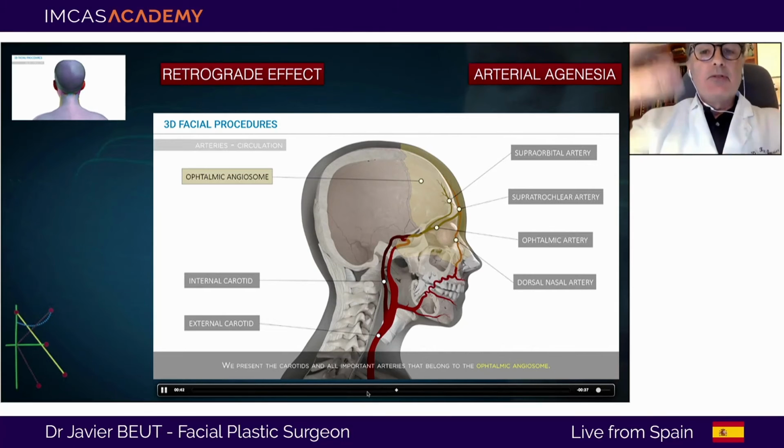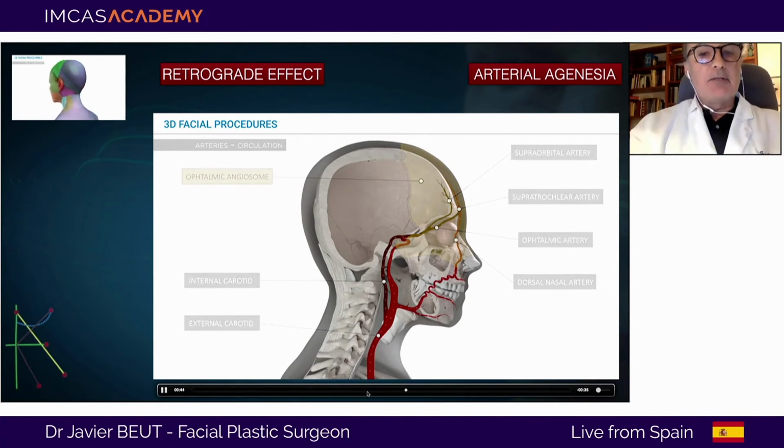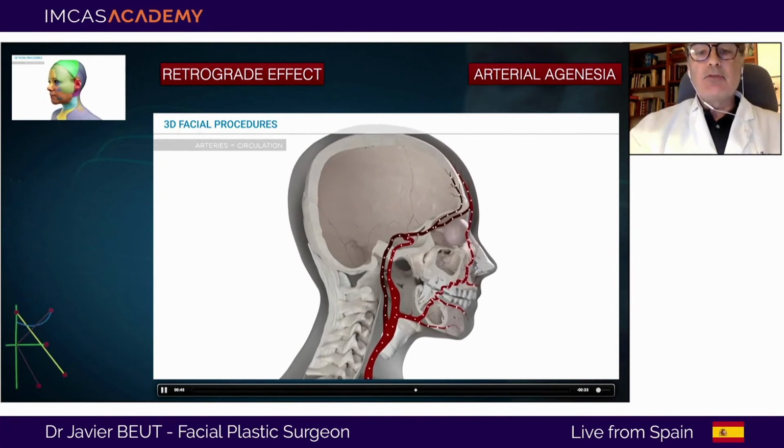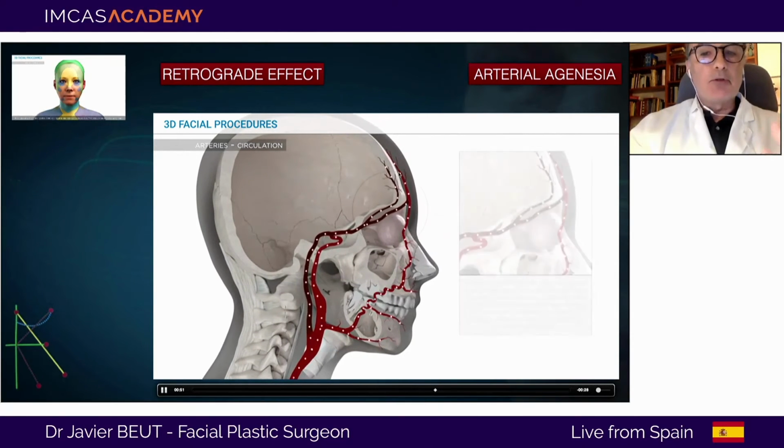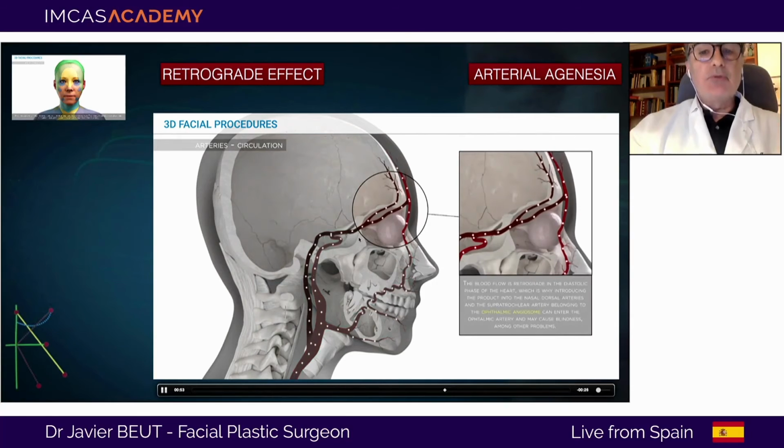And this should be normal, but in a diastole, the product can go into the facial artery and then cause a blind effect. All right, so keep this in mind.